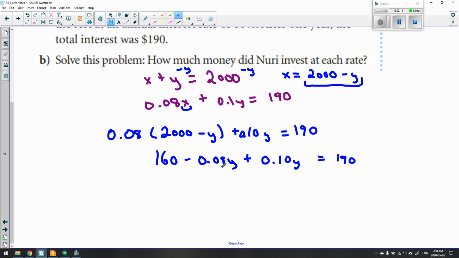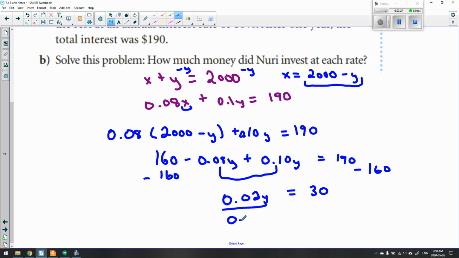We'll combine our like terms. We'll subtract 160 from both sides. So we have 0.02 Y is equal to 30. We'll divide both sides by 0.02. We end up with Y is equal to 1,500.